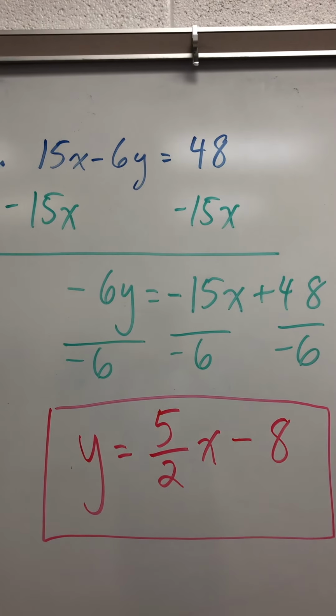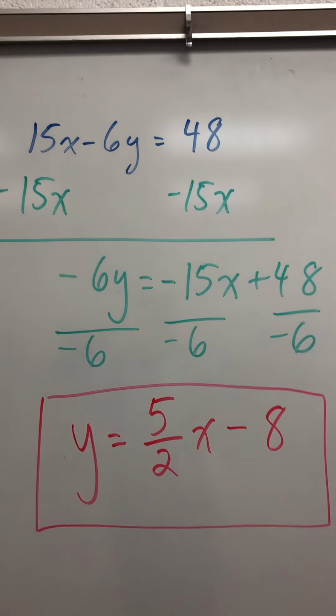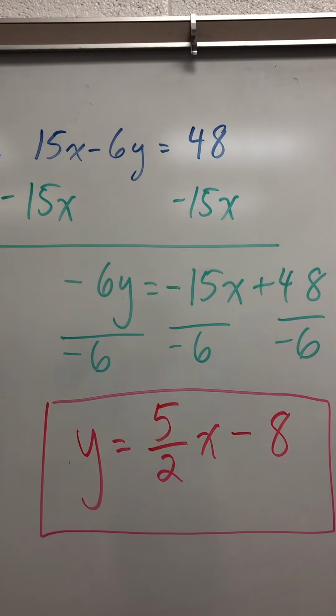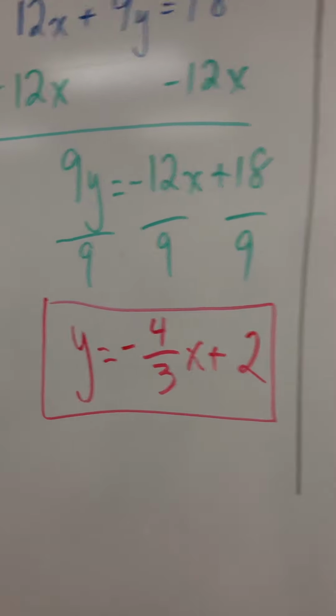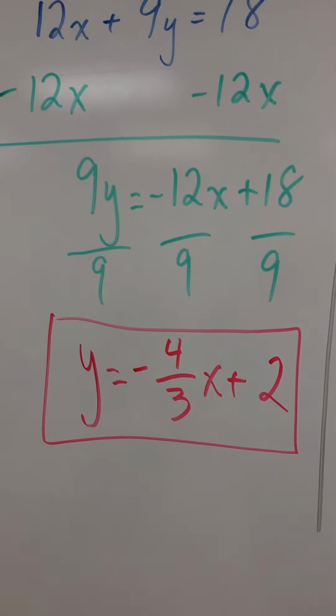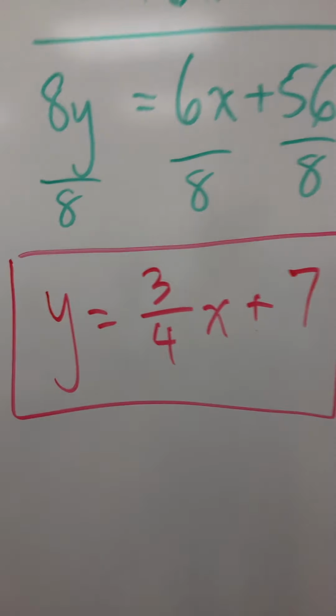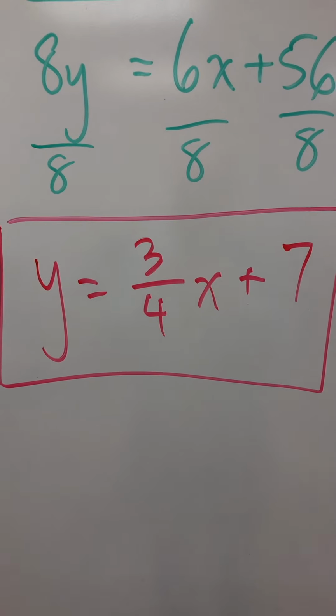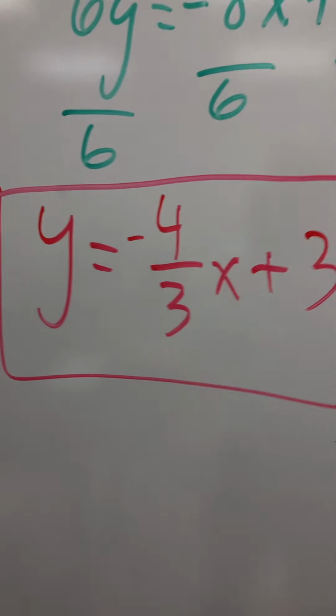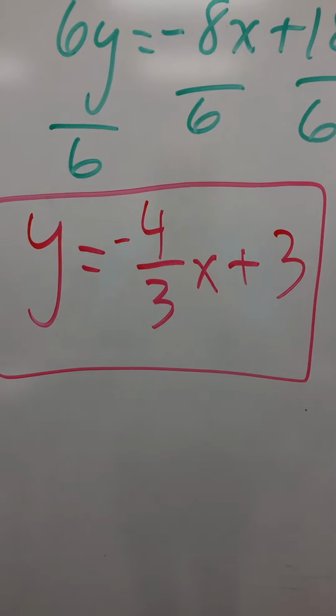Once again, the slope is 5/2. The y-intercept is negative 8. Over here, slope is negative 4/3. Y-intercept is 2. Slope is 3/4. Y-intercept is 7. Slope is negative 4/3. Y-intercept is 3.